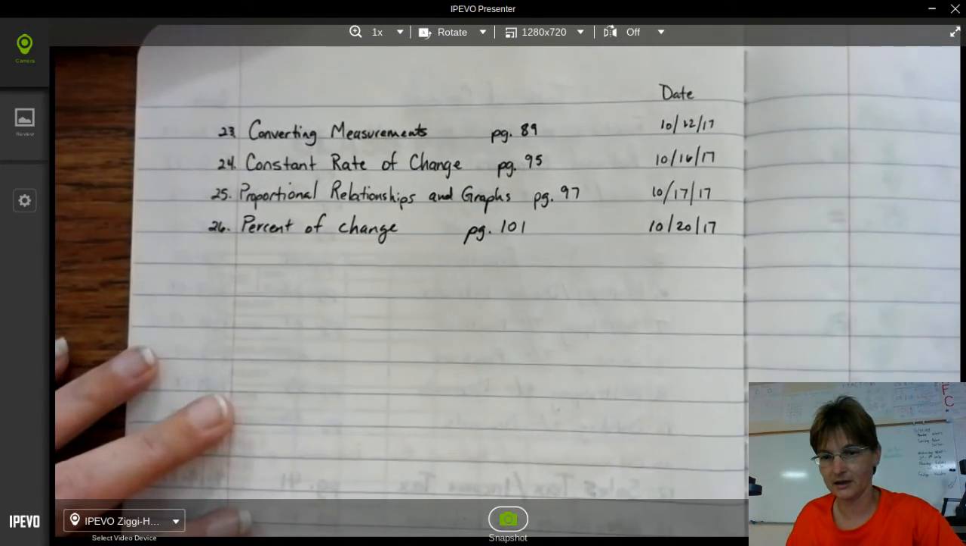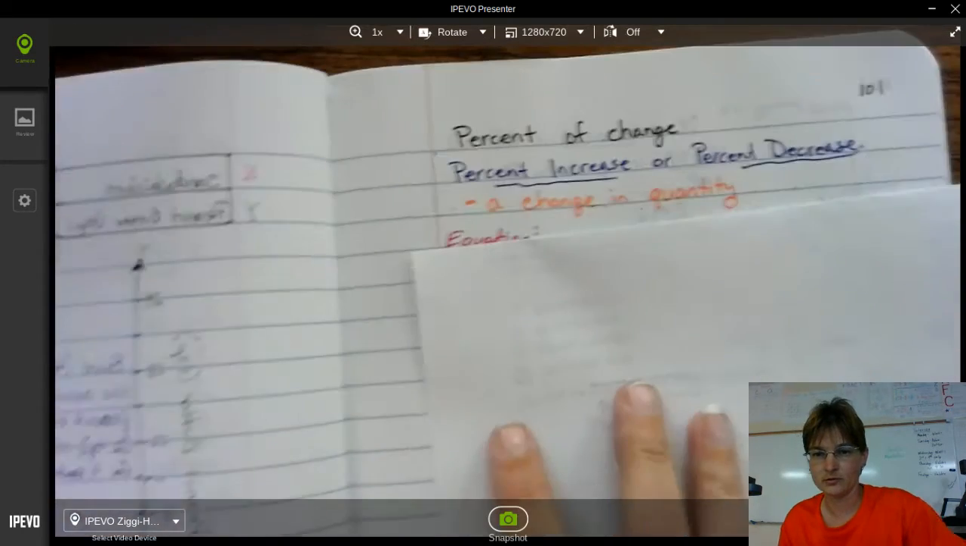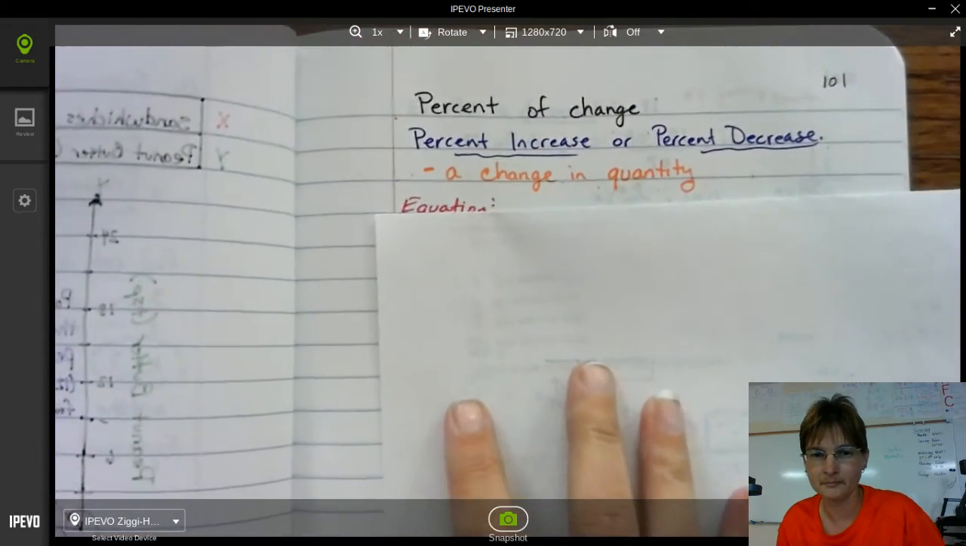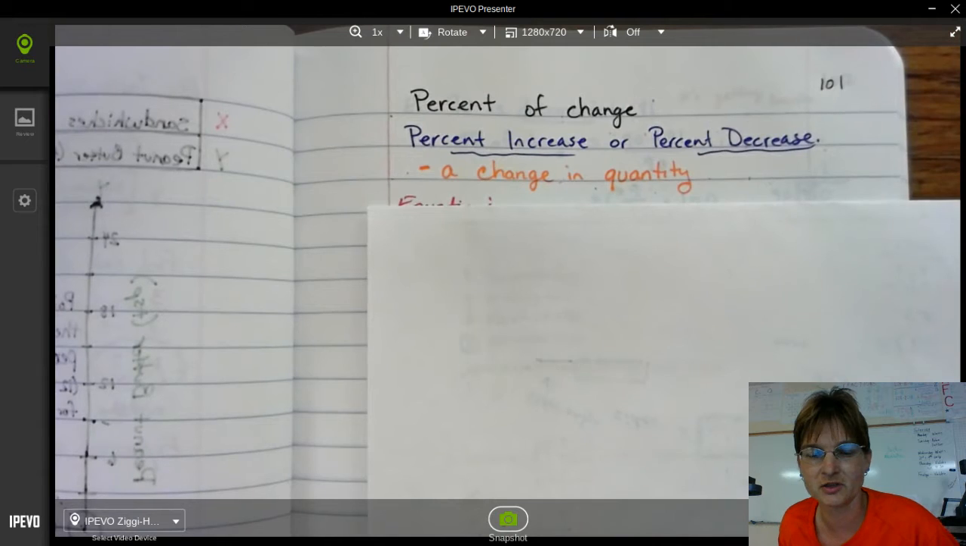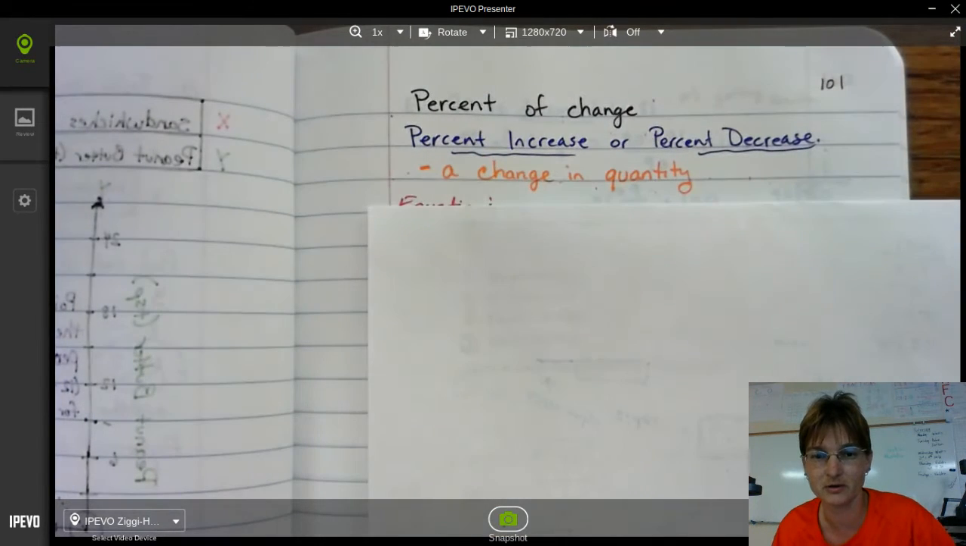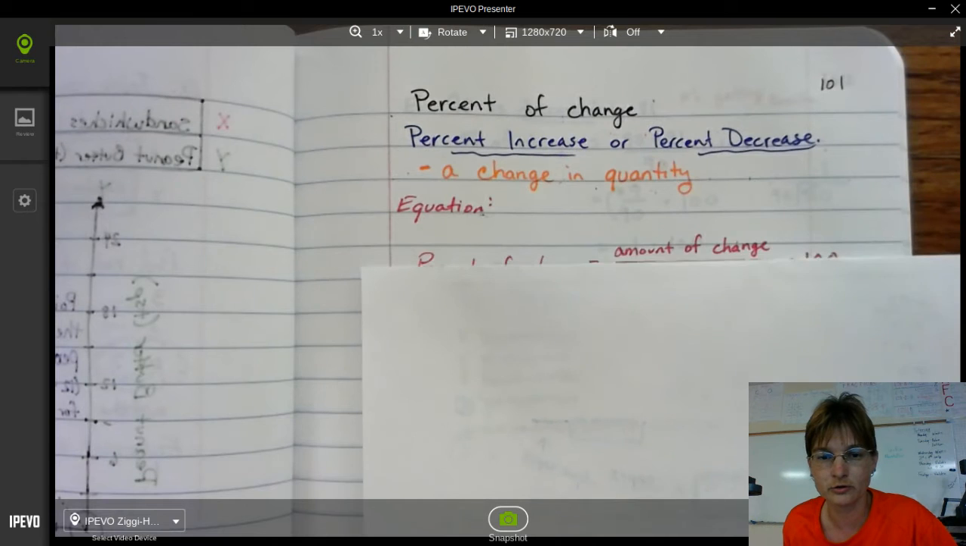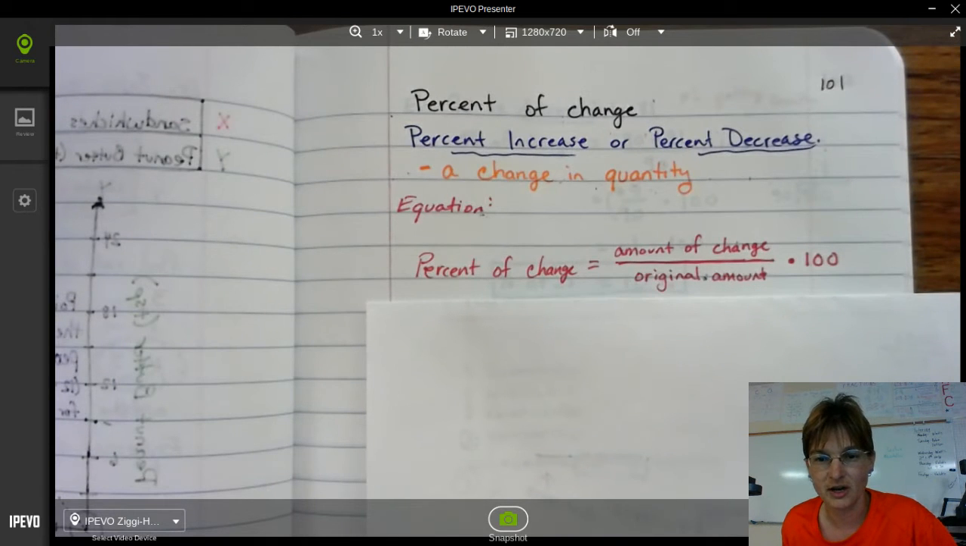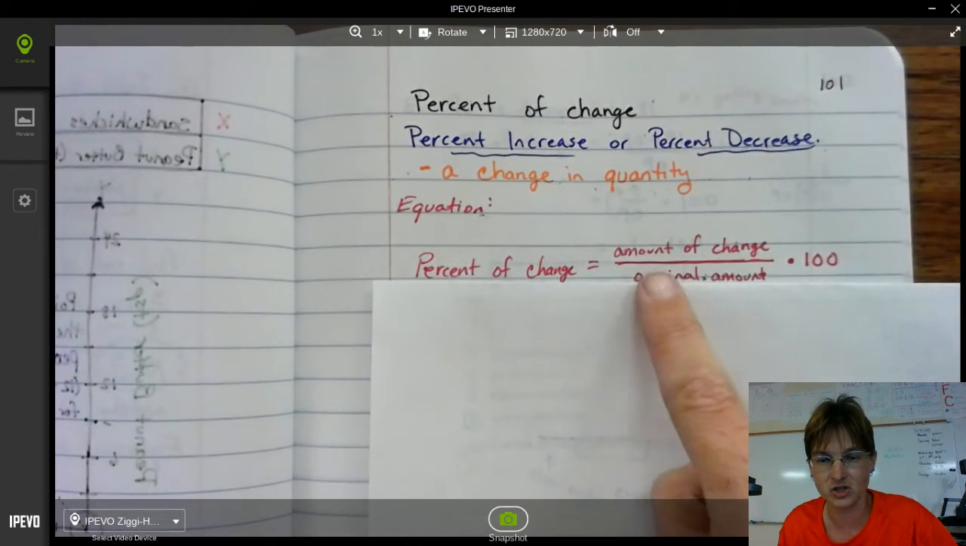Okay, once you get that in, please turn to the page you're going to be writing on. And we have percent of change, which, like I said, is percent of increase or percent decrease. You're basically looking for a change in the quantity. The equation that we are going to use for the percent of change is the amount of change.